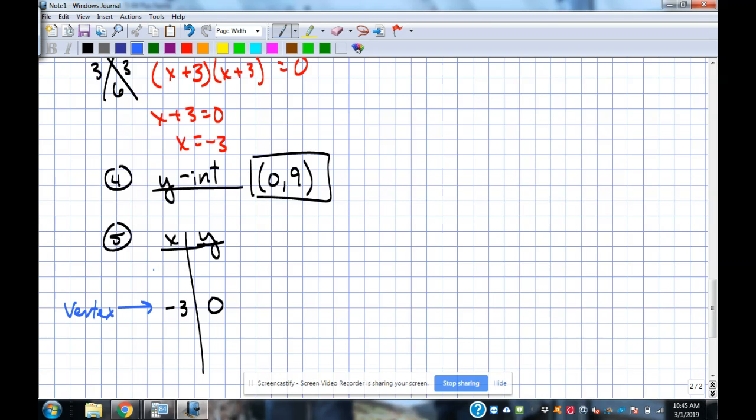The reason I want to do that is because I want to build the graph around it. I know that this is a parabola and it opens up like that. I want that vertex to be in the middle of it so I can get a good picture of both sides of the thing. I just need a couple of points on either side.